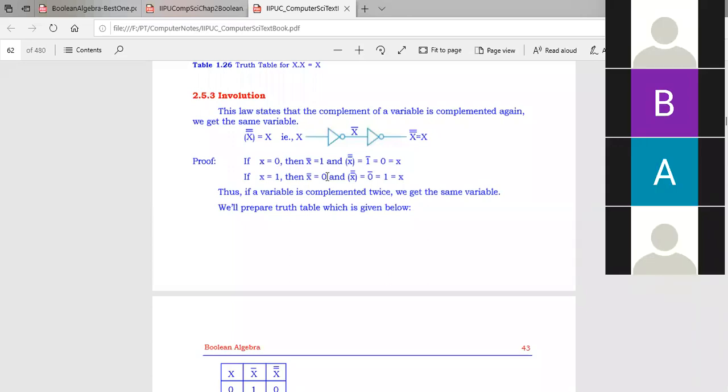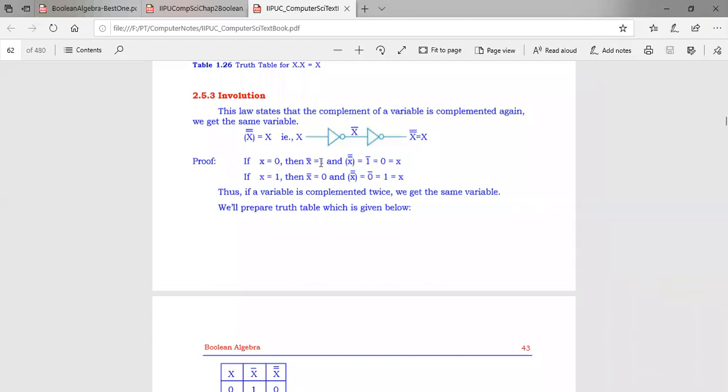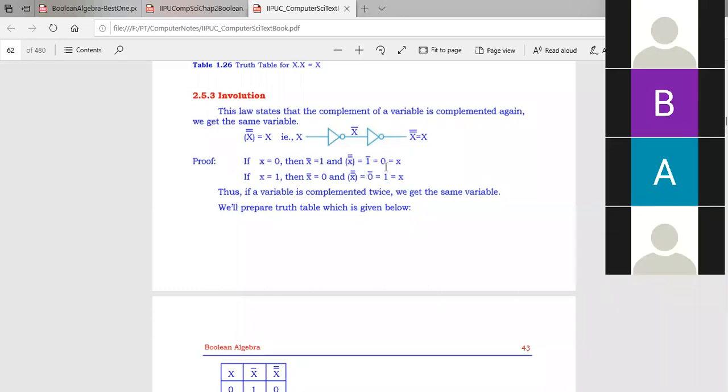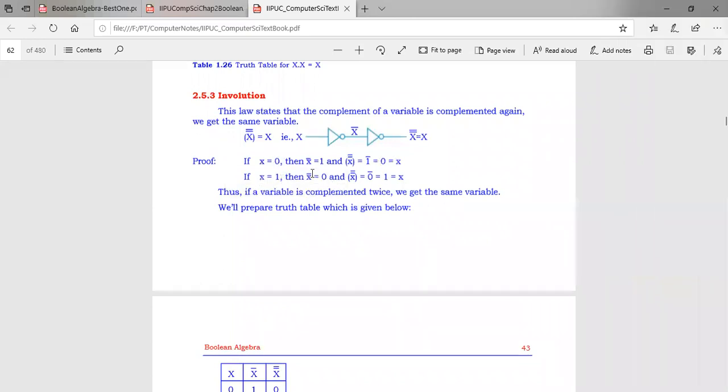Then x bar is equal to 1. 0 complement is 1. And x bar whole bar is equal to 1 bar, which is equal to 0, is equal to x only. So when you have x, what you are getting out of this is x only. If you substitute x is equal to 1, then x bar is equal to 0. Then x bar whole bar is equal to 1. That is equal to x only. Thus, in both the cases, we have proved that x bar whole bar is equal to x.